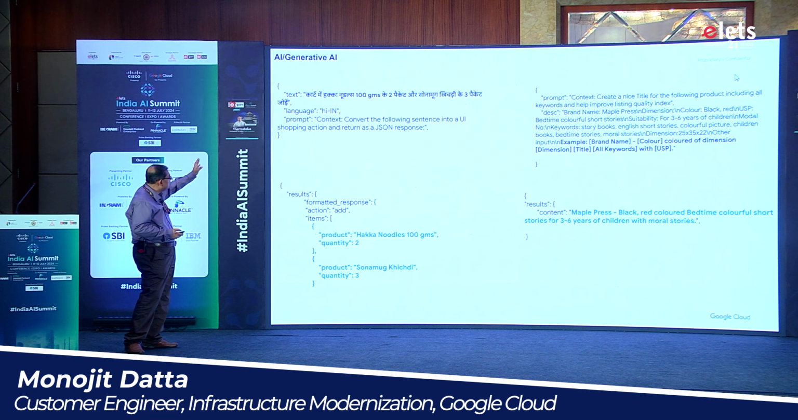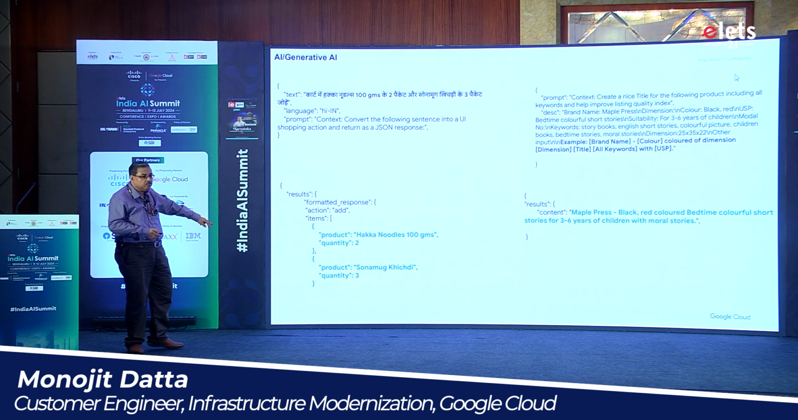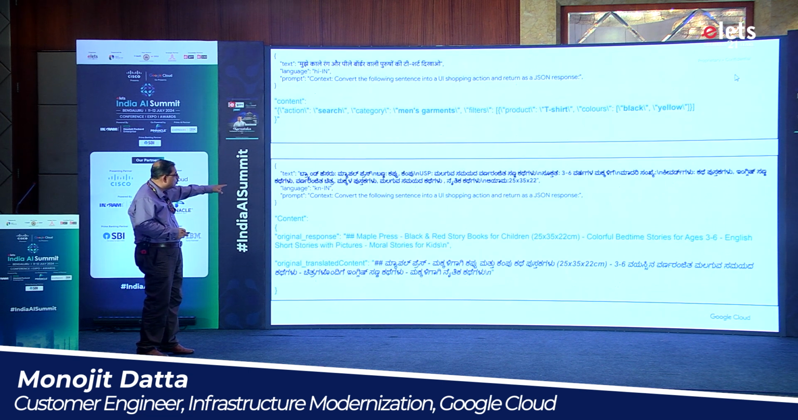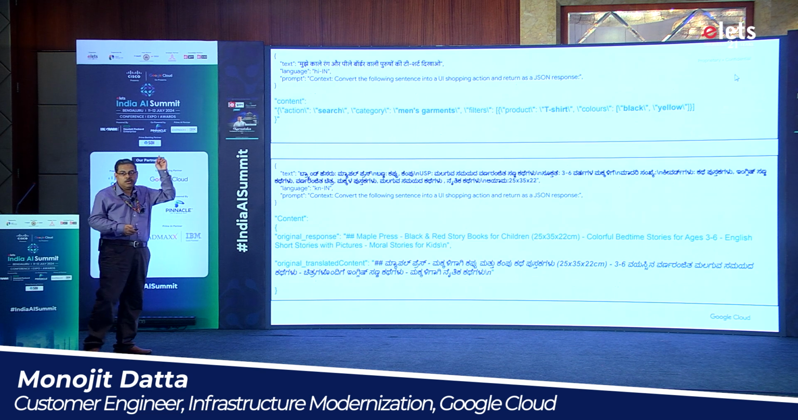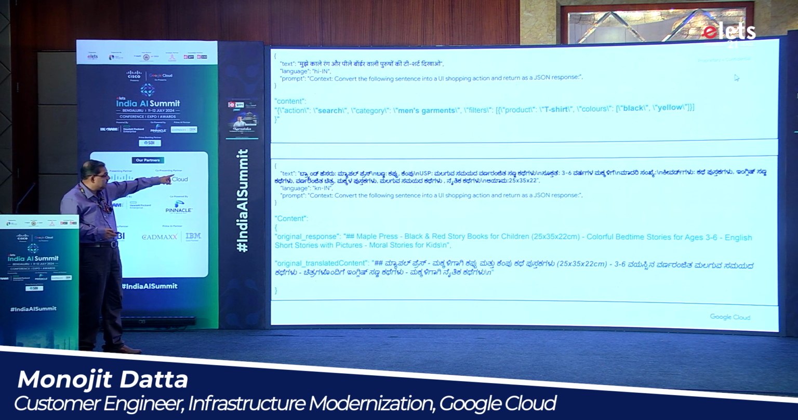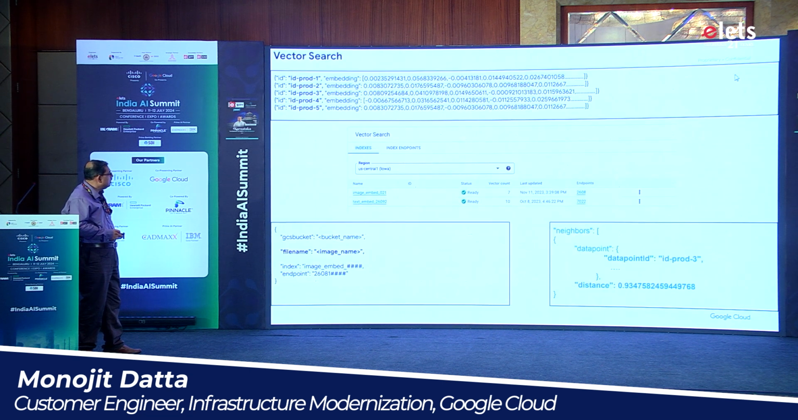So if I am asking, I need Hakka noodles of 100 grams, 2 packets, and Sonamukhi khichdi, 3 packets, it actually extracts that information and gives it back to you, which is core to building your solution. Whatever you saw in the last screen of the catalog is a live application from there. So you can see it's in a regional language, they have created the catalog. These are the APIs that you can use to build your solution.